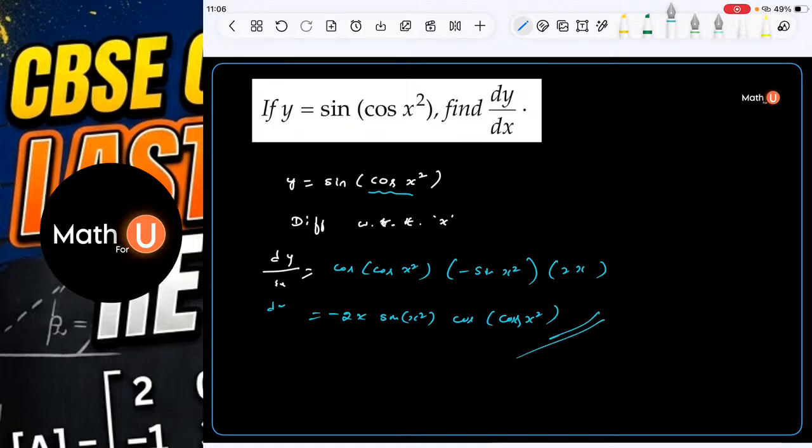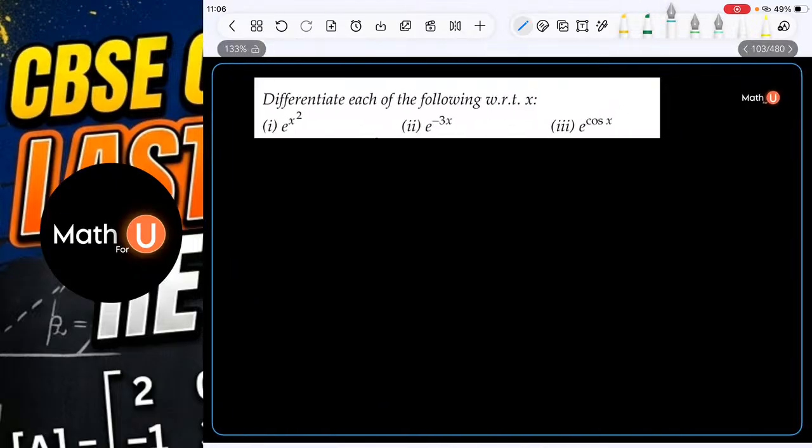This is nothing but dy by dx. Okay, then differentiate each of the following with respect to x. y is equal to e raised to the power of x square. dy by dx is equal to e raised to the power of x square. Again, x square differentiation is 2x, chain rule. That is nothing but 2x e raised to the power of x square.